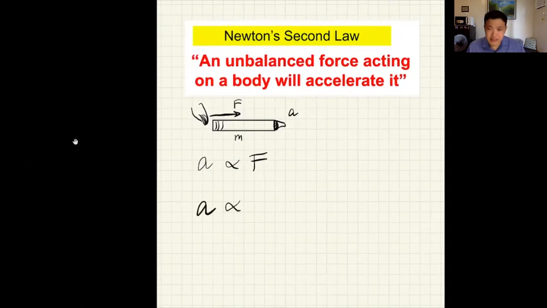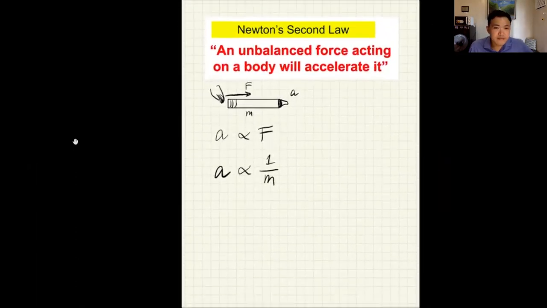How is it related? The smaller the mass, the higher the acceleration. The higher the mass, the slower the acceleration. So they are inversely proportional. So there are no other factors affecting the acceleration. It's just the force and the mass. So that's why we have this equation: acceleration equals F over M.